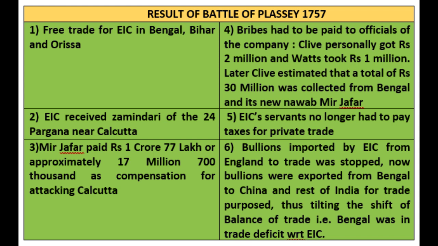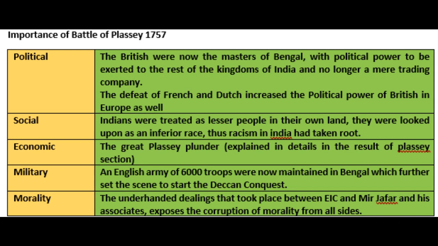Number 5. East India Company's servants no longer had to pay taxes for private trade. Number 6. Bullions imported by East India Company from England to trade were stopped. Now bullions were being exported from Bengal to China and the rest of India for trade purposes, thus tilting the balance of trade. Simply, Bengal was in trade deficit with respect to East India Company.